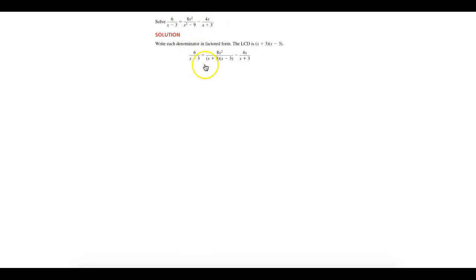So what you're going to do is take your LCD and multiply it by every single term. Just like last section, that's going to allow you to completely get rid of all of the denominators. It's called fraction busting. Again, I mentioned this last time. You're going to be able to cancel out the denominators in each of your terms, because you're taking the LCD and multiplying each term by that.